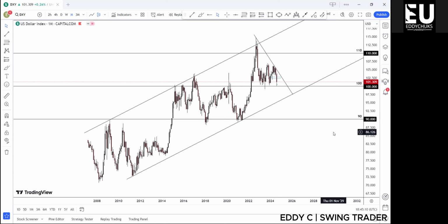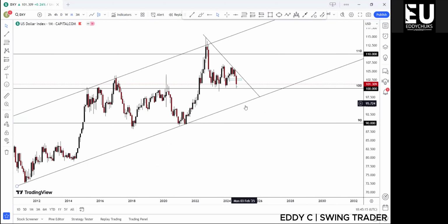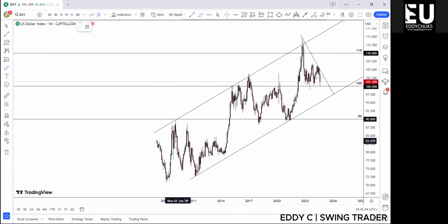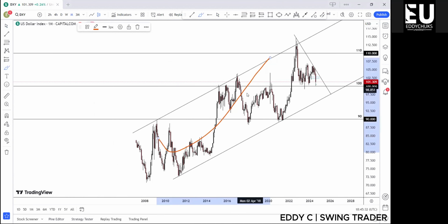So first, I have my list. We have the DXY, which we also know as the US dollar index, which we use to determine the strength of the other base currencies paired to the United States dollar. So looking at the DXY on the monthly time frame, we know that the overall direction is to the upside.